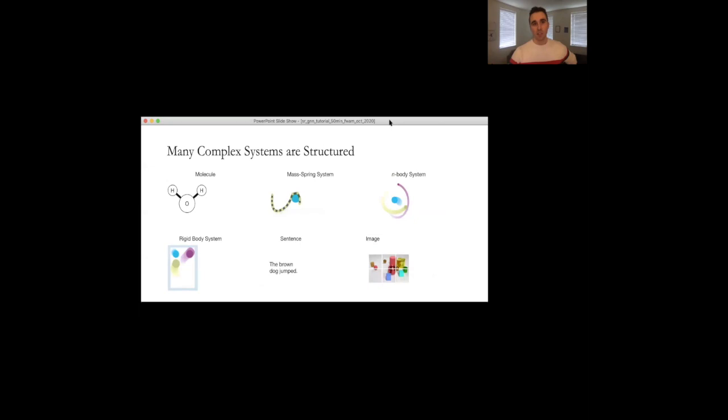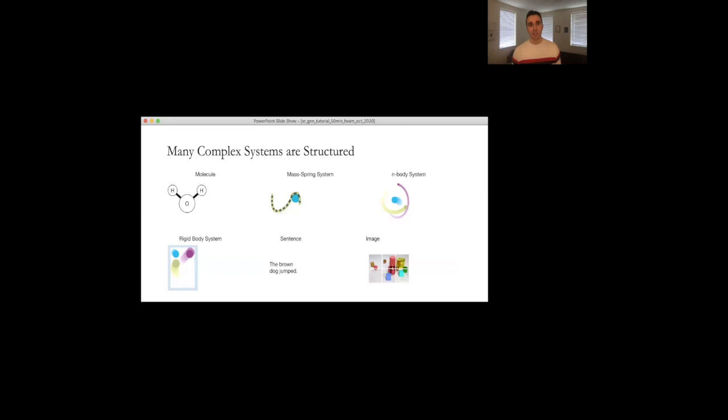But the natural world is not just vectors and grids. The natural world is made up of complex structured systems. So you can think of a molecule, where every atom is a node in a graph; a mass spring system, with links in a chain; maybe an n-body system, where you have three particles, two of them orbiting the other; maybe a rigid body system, where the walls bounce off these particles; maybe a sentence, which you represent as a parse tree; an image, where you have pixels that interact.